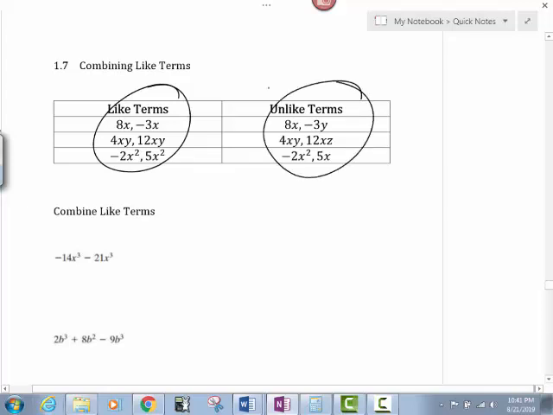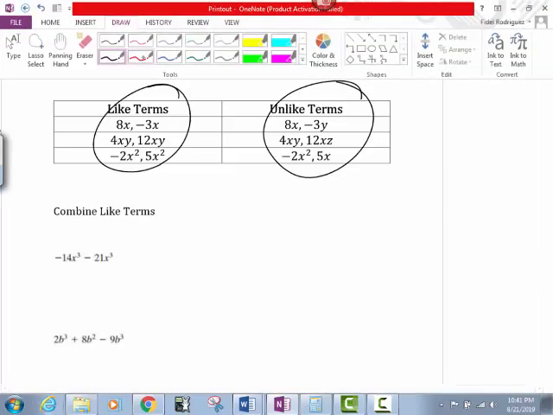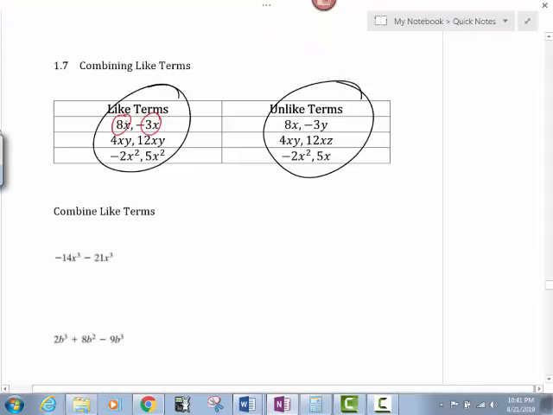The first column has like terms. The reason these are like terms is because both of those are x's, both of these are xy's, and both of these are x squareds. The numbers in front are not relevant. They don't make that a like term or an unlike term. Over here, the reason these are unlike terms is that one's an x and one's a y, one's an xy and one's an xz, one's an x squared and one is just an x. So in order for them to be like terms, they have to be exactly the same: the same variable with the same exponent, if they have an exponent.